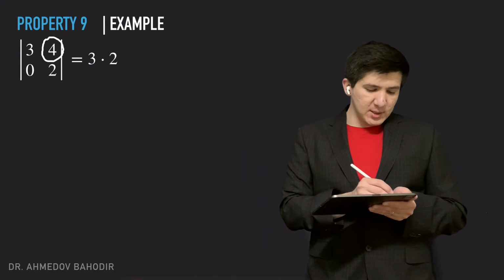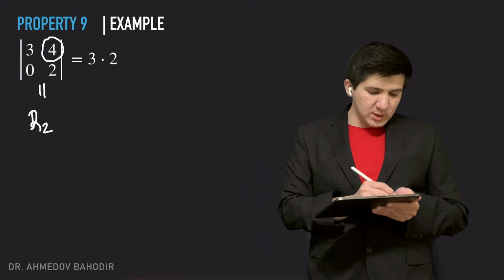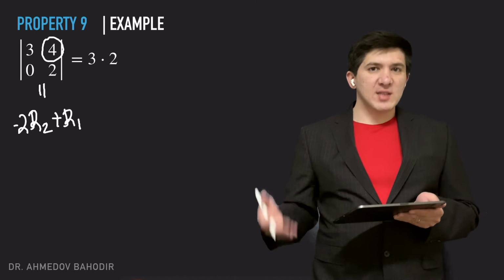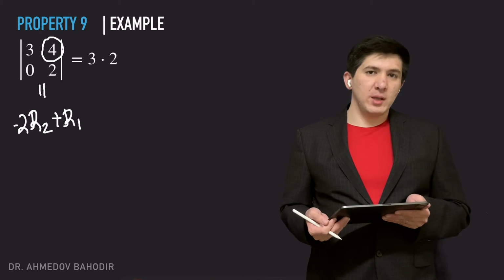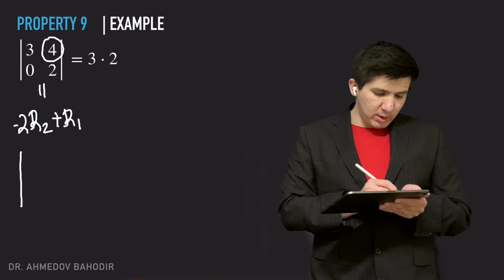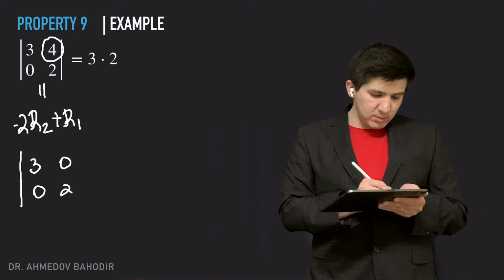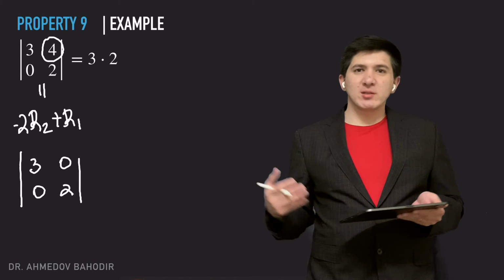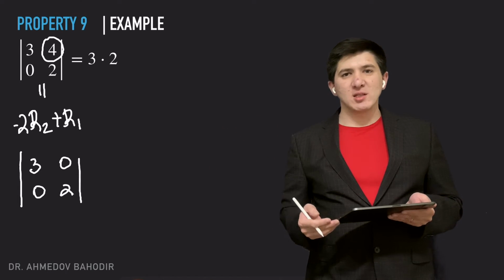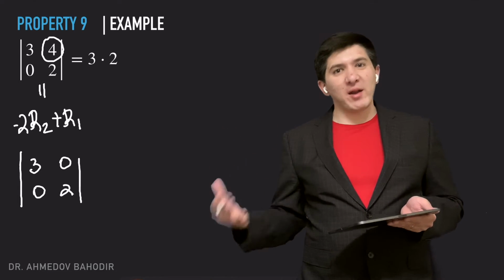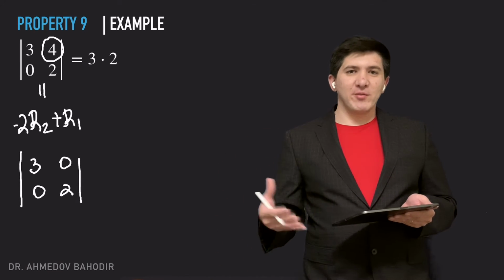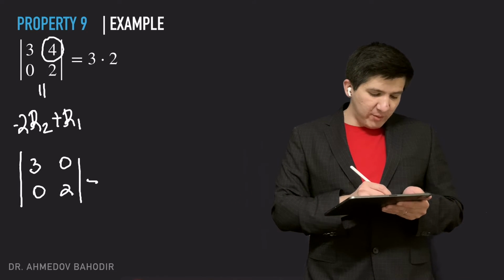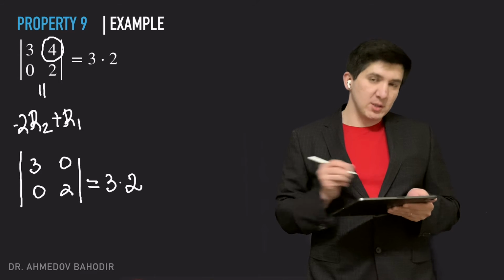How I can do this is I can multiply the second row by -2 and add it to the first one. Please note that according to property number 7, it doesn't change the determinant, right? So what I will get here is 3, 0, 0, 2. Getting the diagonal matrix from the triangular matrix is so easy, right? You can just do the elimination. Please note, if you do the elimination with the matrices, the matrices are going to be changed. But if you do the elimination using the determinants, it doesn't change the determinant. So the determinant of this diagonal matrix is simply equal to 3 times 2.